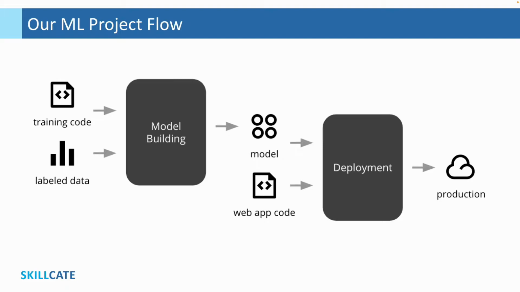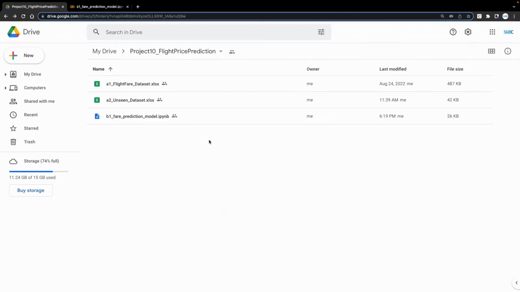This is our high-level project flow. So at stage 1, we build our fare prediction machine learning model, and then at stage 2, we build a web app and deploy our machine learning model in a live environment using Flask. Now let's start off with this model building, which is stage 1.